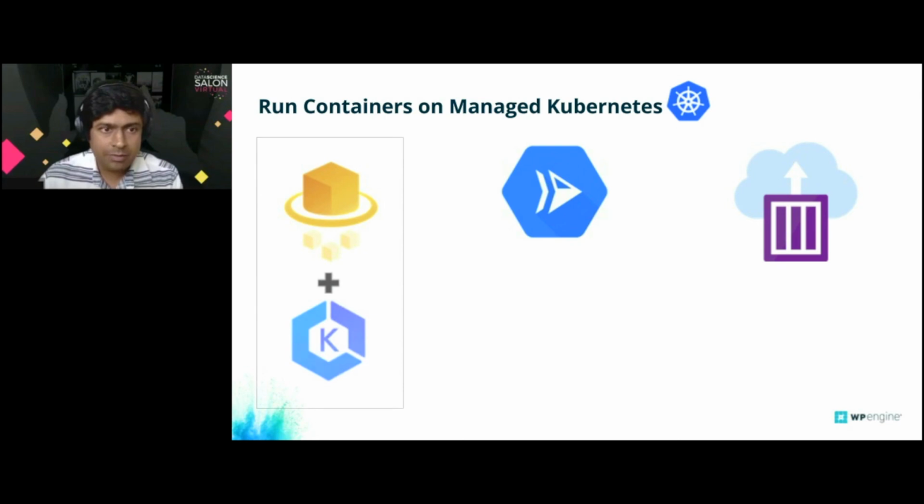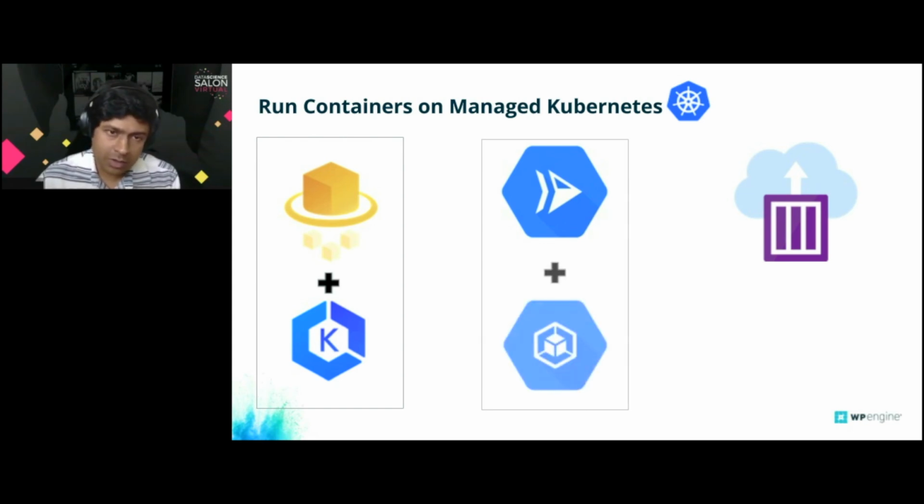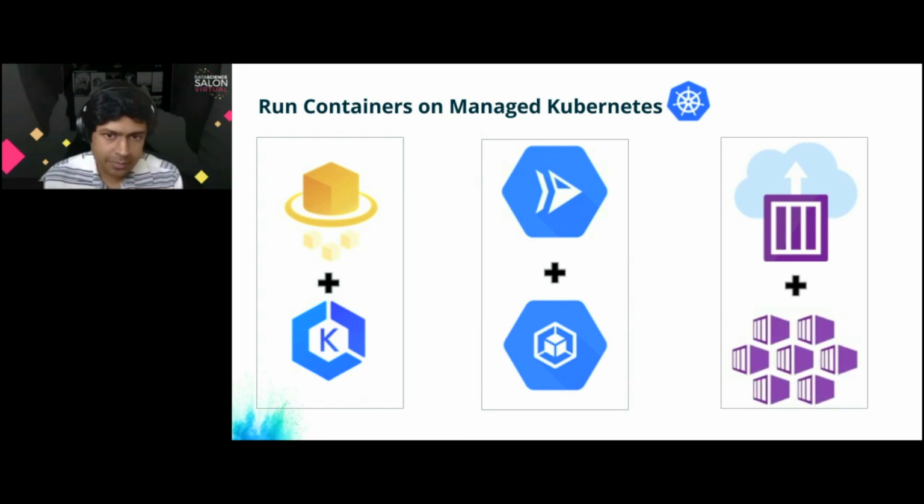AWS allows you to run Fargate on EKS, which is AWS's managed Kubernetes service. Same for Google Cloud Run on GKE and Azure Container Instances on AKS. These are all relatively new offerings, some of which are still in beta, but they offer an exciting value prop in terms of costs.